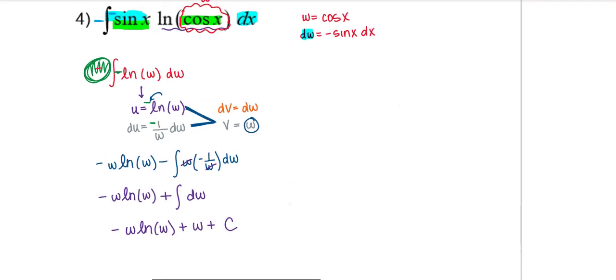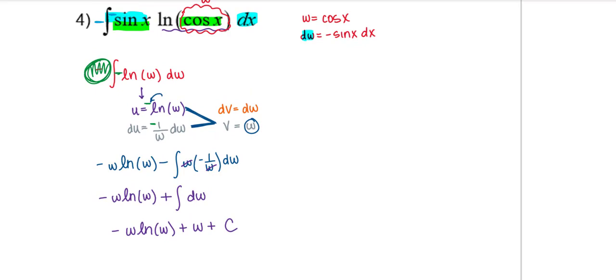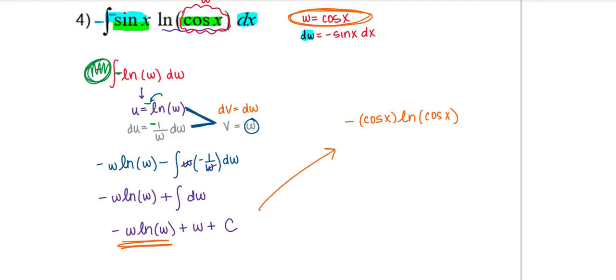Now, don't type this into any system and check your answer because it's going to be wrong, because remember, our problem started in a variable of x, so everything was defined with x's. We changed it to be w's, so we do have to go back and put it in terms of x. So w being cosine of x, so it'll be negative cosine of x times natural log of cosine x. That's my negative w natural log of w. And then plus w, which was cosine of x, plus c.